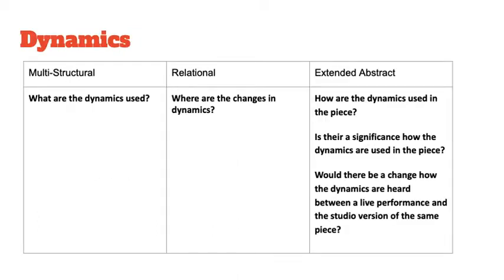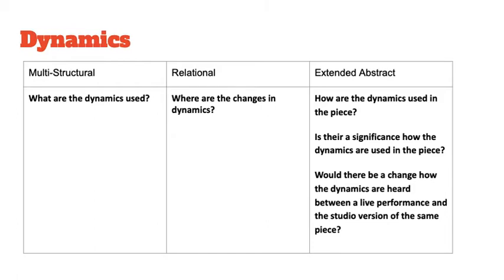When it comes to SOLO Taxonomy and explaining it in music analysis, multi-structural is what dynamics are used. So you're listing them off. They are piano, it uses forte, it uses mezzo piano, and it uses mezzo forte. Relational, you're telling me where the dynamics are. So where does it change as well, and what are the dynamics? And then extended abstract is how the dynamics are used inside the piece.